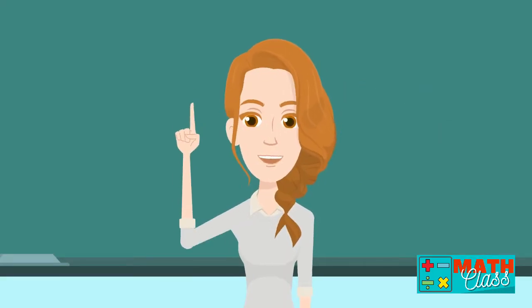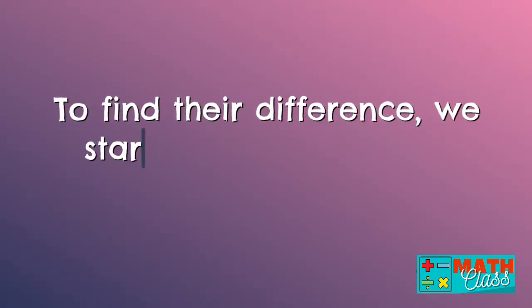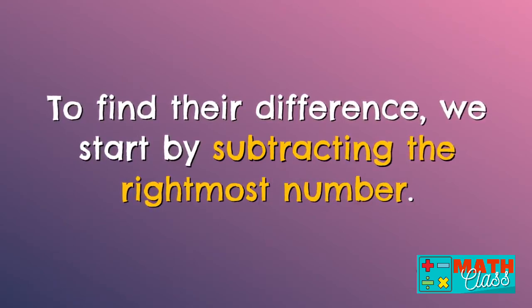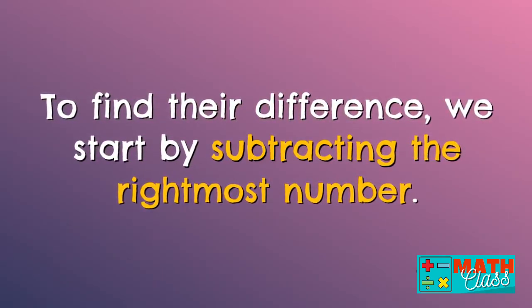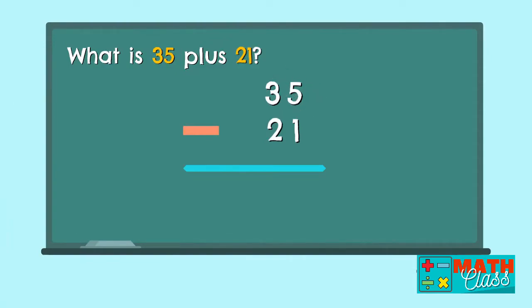Now that we are able to write it properly, we can now find their difference. To find their difference, we start by subtracting the rightmost number. 5 minus 1 is equal to 4. Great! So let's put 4 below the equal sign beneath number 1.